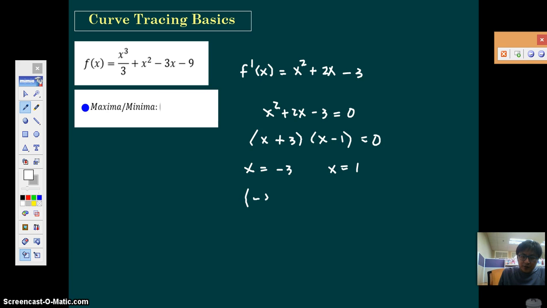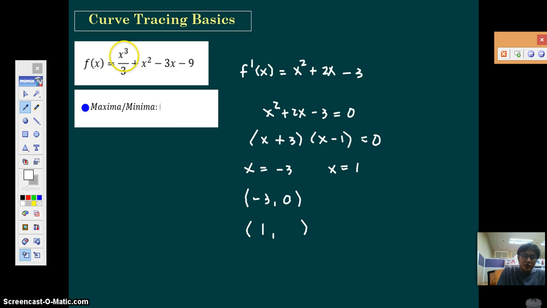But remember that these are points, or ordered pairs, so we need to substitute these values, negative 3 and 1, to our original f of x to get the y coordinate. So you substitute negative 3: this will become negative 3 cubed, or negative 27 over 3, that's negative 9, plus negative 3 squared, that's 9, so negative 9 plus 9 is 0, minus negative 3, that's positive 9, minus 9, we get 0. Remember that negative 3, 0 is also a root, as we have solved earlier.